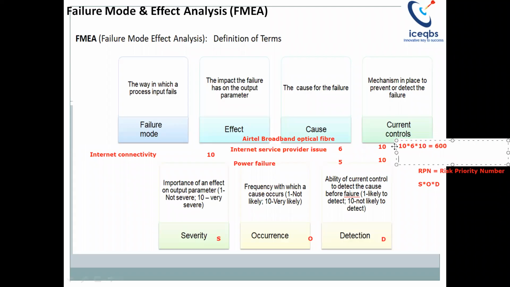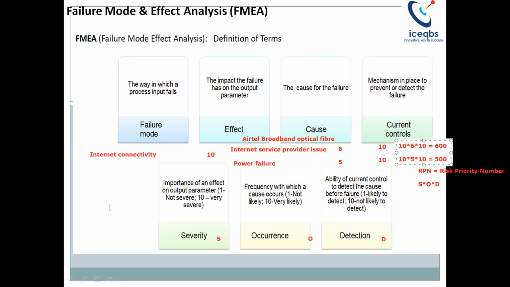So that is equal to 600. And then for the power failure issue, again 10, that is the severity rating, multiplied by the occurrence rating 5, multiplied by the detection rating 10. So that is equal to 500. So this is the RPN I am getting for each of the causes. Like that, for each of the other failure modes, like the laptop failure, hardware failure, software failure, health issue, or whatever it is.